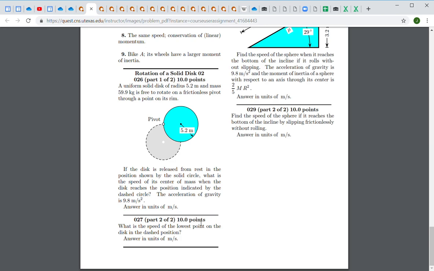What's the speed of the lowest point on the disk at the dash position? So again, if we know our omega final, the only difference in this part would be I'm going to use v equals r omega, but now the r I use is 2 times 5.2 meters, and so that will give me a speed that's twice as big as the part above that we just finished.